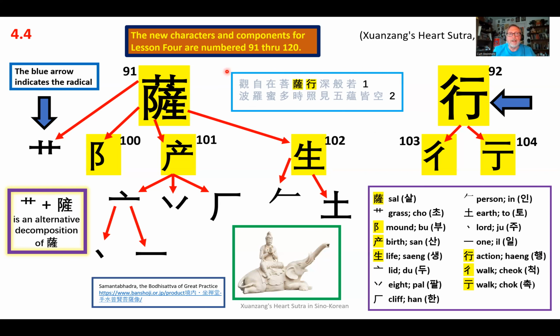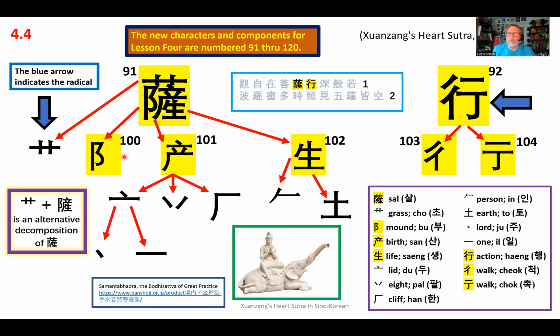All right. So again, this is the character for sal. It's broken into 1, 2, 3, 4 components, 3 of which are new: the bu component, the san component, and the seng component. This one is just a component that means mound. Sometimes it means a city. The Chinese characters are like that. They have many different meanings.